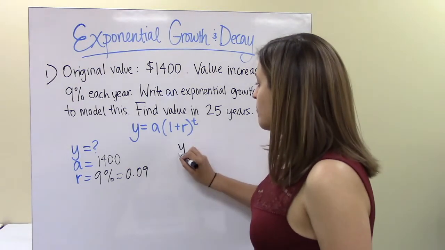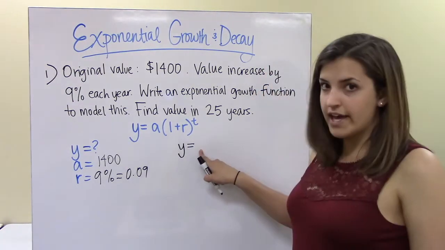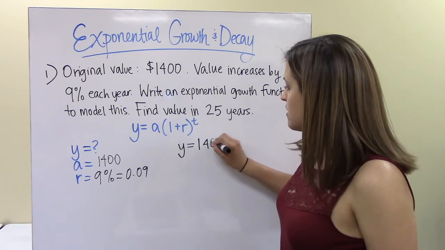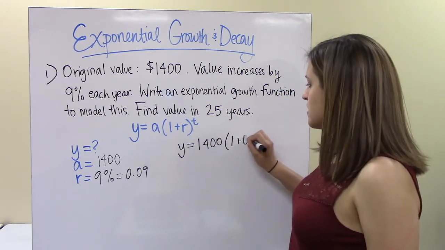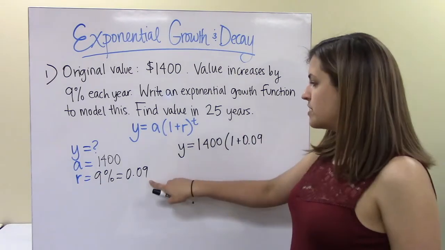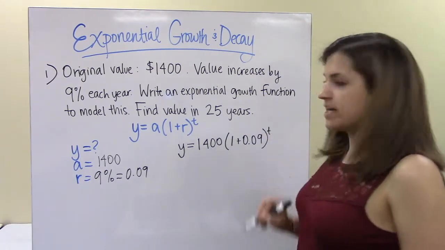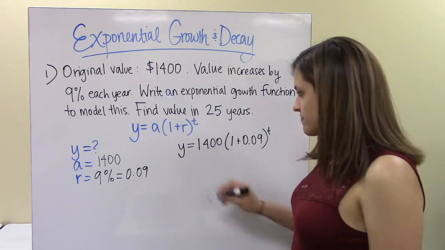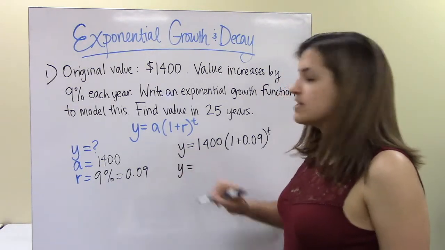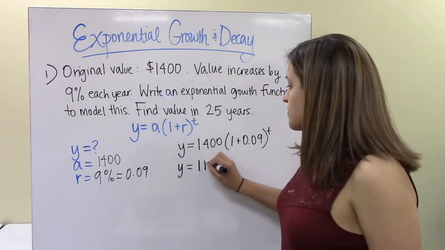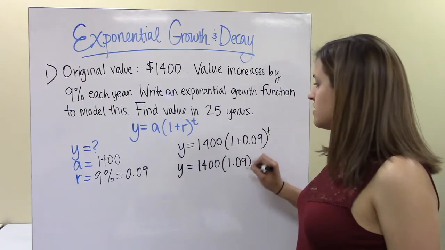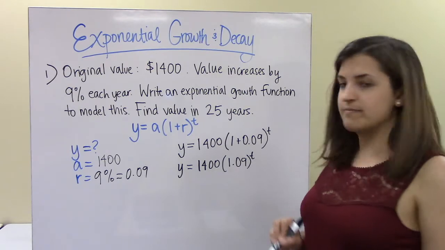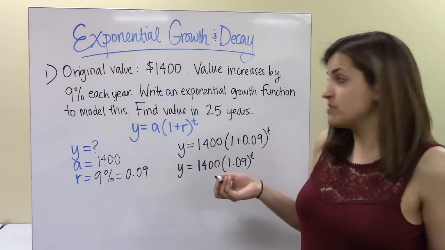So here we'll have Y equals A, so 1,400, times 1 plus R, so that's 1 plus 0.09, to the T. And we don't know what T is yet. In other words, we can simplify this a little bit. Y equals 1,400 times 1.09, that 1 plus 0.09, to the T. That's our function. First step done.